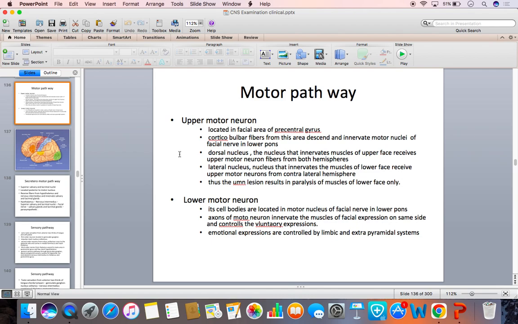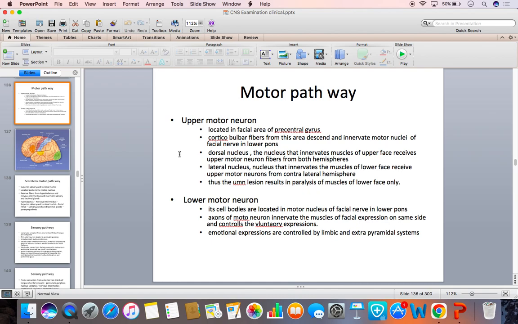Well, the motor pathway, anyway, I would explain. The upper motor neurons arise from the premotor or precentral gyrus of the frontal lobe, that is the motor cortex. From there, corticobulbar fibers descend in the internal capsule. They enter the crus cerebri to enter the midbrain. From there, they innervate the motor nuclei of the facial nerve, either the dorsal nucleus or the ventral nucleus.